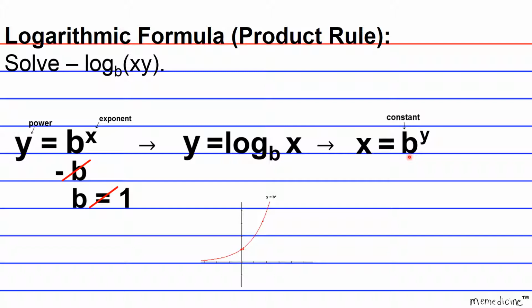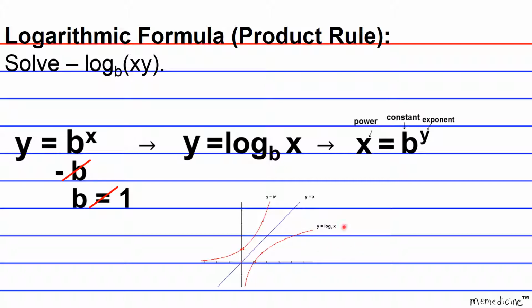Okay, but now x is going to be the power or the result, and y becomes your exponent in the inverse logarithmic function. These two functions are one and the same. Even if you're a little confused, they're basically saying the same thing, okay? And on a coordinate plane, the graph of the logarithmic function is the reflection of the corresponding exponential function graph over the line y equals x.